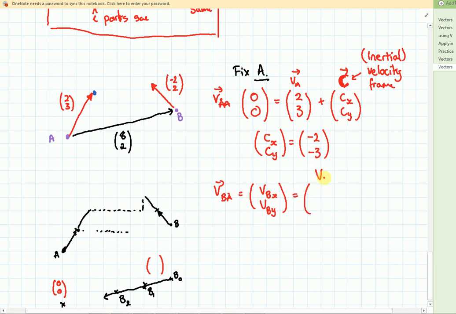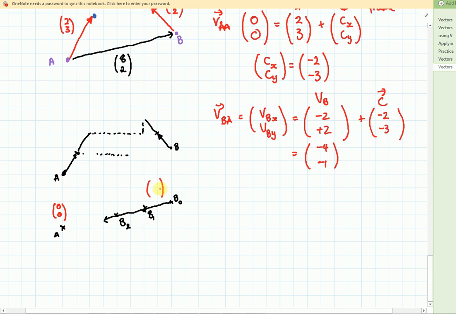So we start with our vector VB and we need to add the same correction. It's this correction vector that fixes A stationary. So it's -2, -3. VB is -2 plus 2. So the net velocity for VB is going to be -4, -1. So that now tells me which direction compared to A is the velocity going to be, which leads to -4, -1. So it's moving along this direction towards me at that speed.